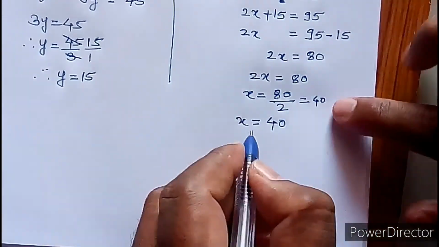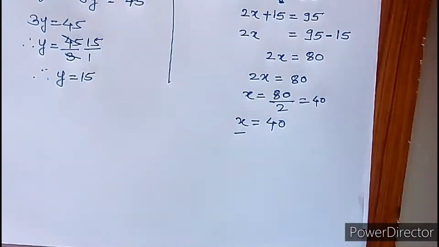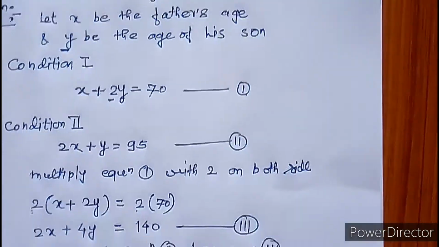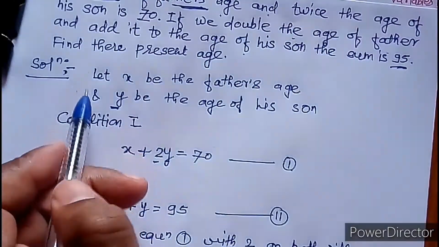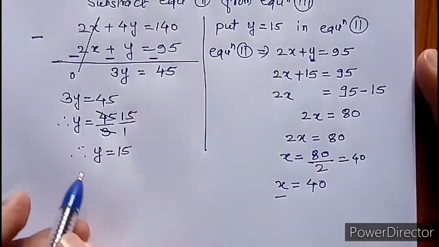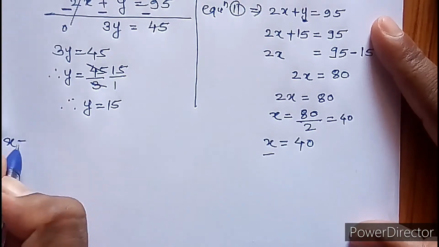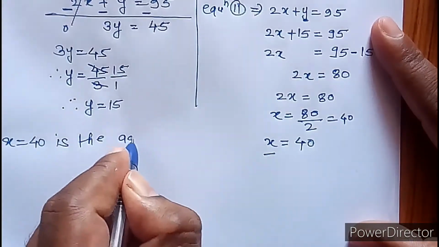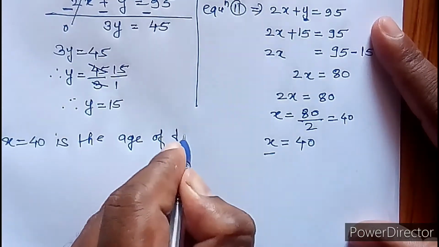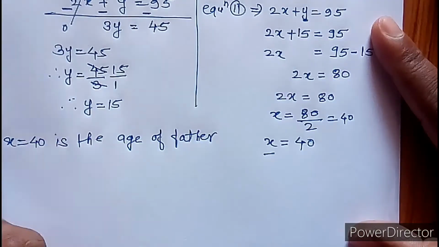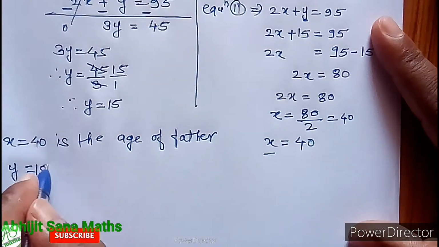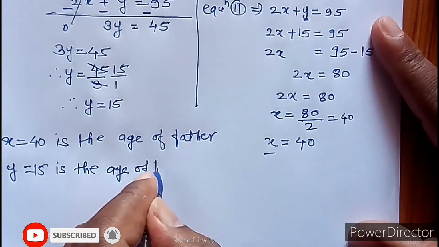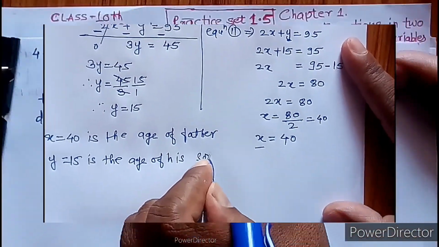But what is x and what is y? x is the age of the father, and y is the age of his son. Therefore we can write x equals 40 is the age of the father and y equals 15 is the age of his son.